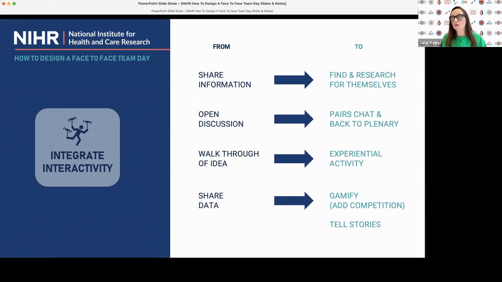If it's for a new system, new software, an opportunity to demonstrate it. If it's for a new idea, how might we experience that? Sharing data, instead of just sharing it, how can we bring it to life? It might be through using a quiz. It might be through using something like Slido or Mentimeter. I'd highly recommend using either of those. I think they work brilliantly on virtual sessions. They also work really well on face-to-face sessions.